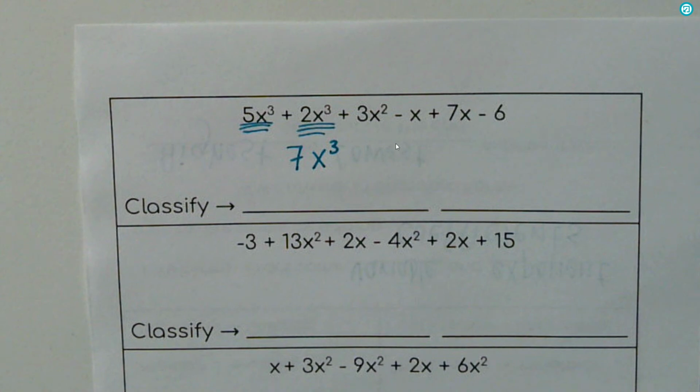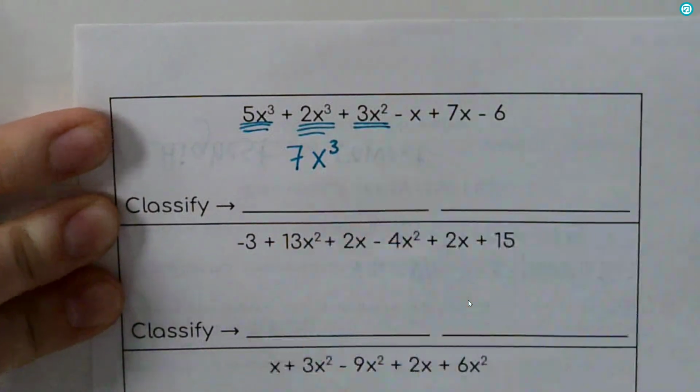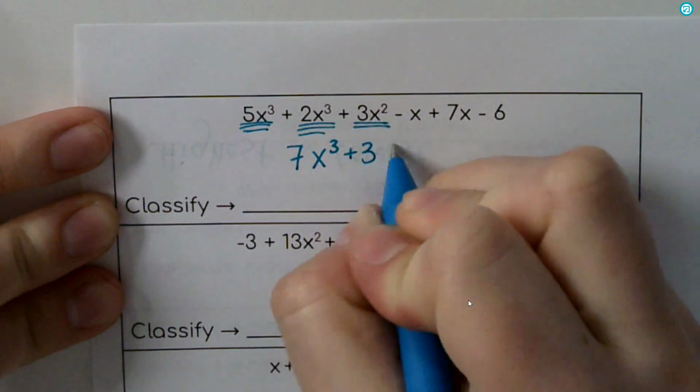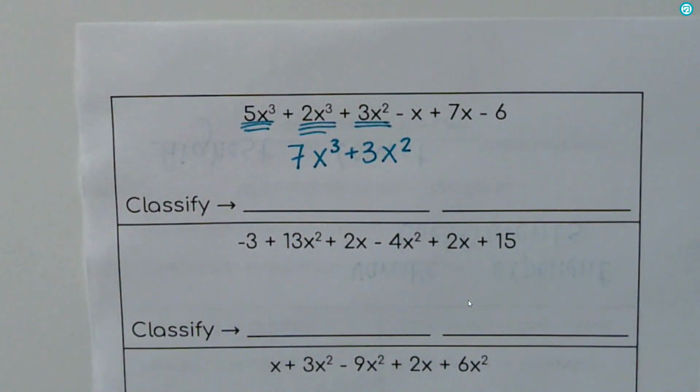Then I've got 3x squared. I'm going to put 2 lines underneath that. There are no other x squareds, so that gets to just stay by itself. So plus 3x squared. Nobody to combine with, so he just doesn't combine with anybody.